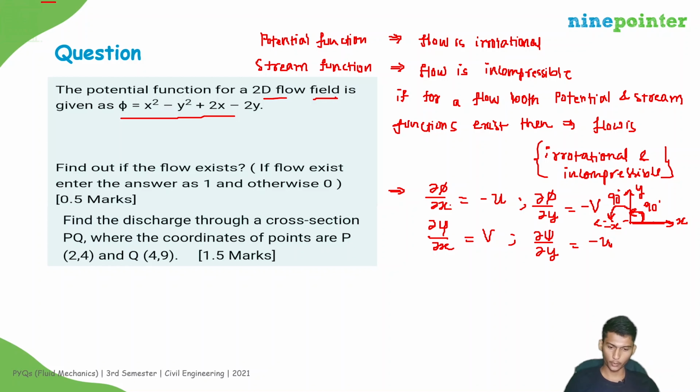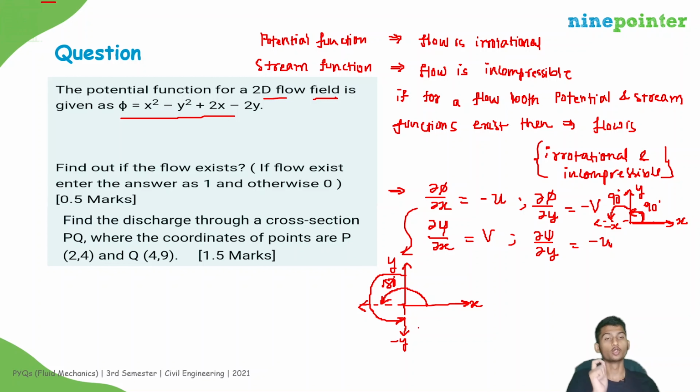Similarly for the potential function, this is y, this is x. You should go 180 degrees. If you go 180 degrees anti-clockwise from the x direction, you get minus x, meaning minus u. So dou phi by dou x equals minus u. And if you go 180 degrees from the y-axis, you get the minus y axis. So dou phi by dou y equals minus v. You can take reverse sign conventions also. This is one of the possible sign conventions.